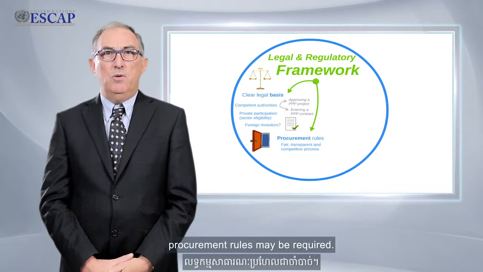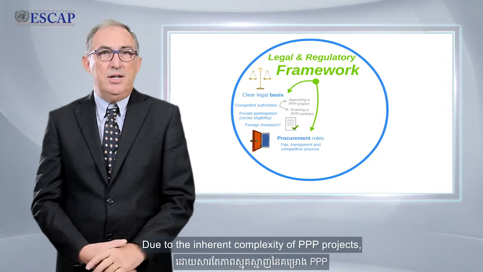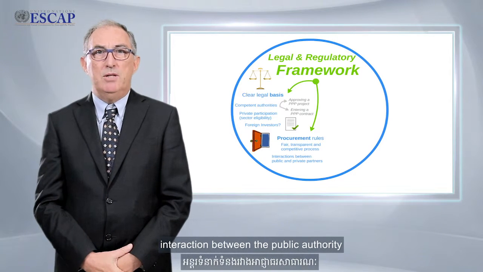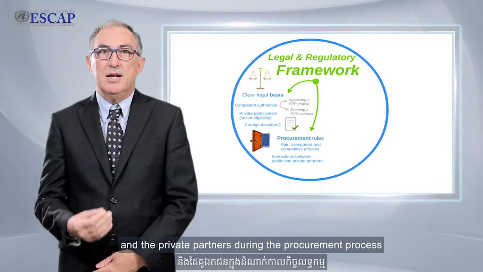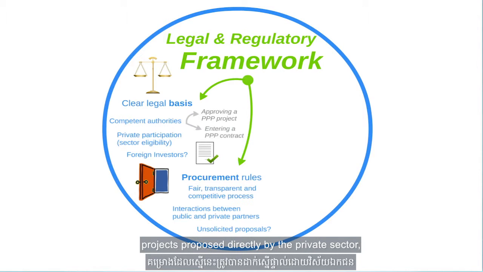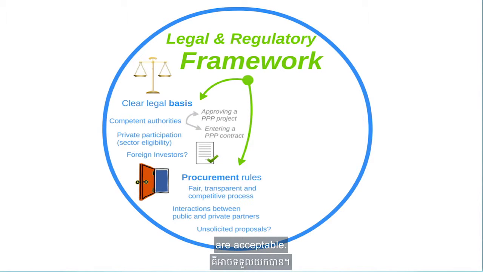Adjustments to public procurement rules may be required. Due to the inherent complexity of PPP projects, interaction between the public authority and the private partners during the procurement process might be necessary in order to refine a project specification. Procurement rules must also clarify whether projects proposed directly by the private sector, also known as unsolicited proposals, are acceptable.